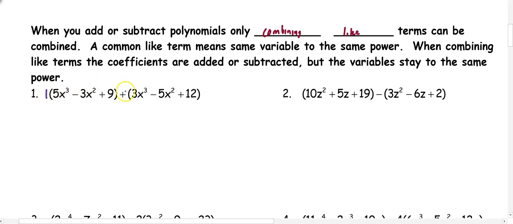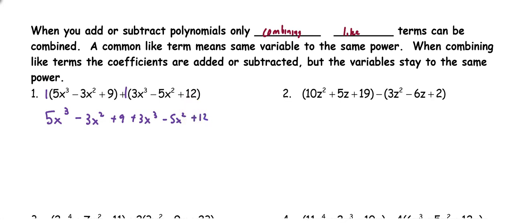Well, both of these have just a positive 1 in front. So when I distribute, everything stays the same, so I can just rewrite this all. So 5x cubed minus 3x squared plus 9 plus 3x cubed minus 5x squared plus 12. Now, when we combine like terms, we're going to start with the highest exponent. So our highest exponent is 3. So we have 5x cubed plus 3x cubed, which gets us 8x cubed.